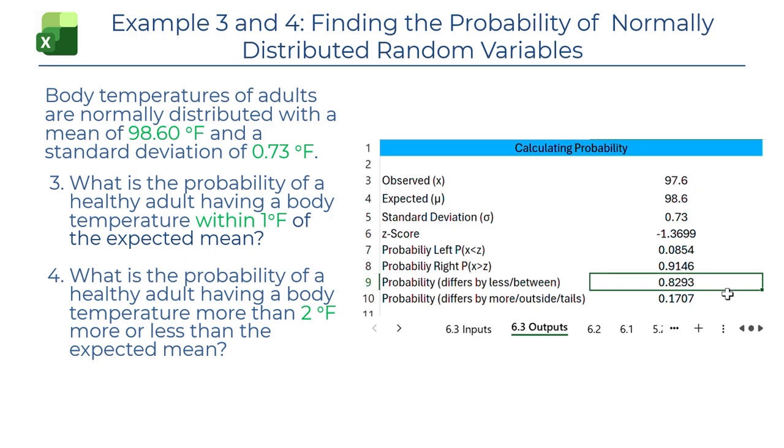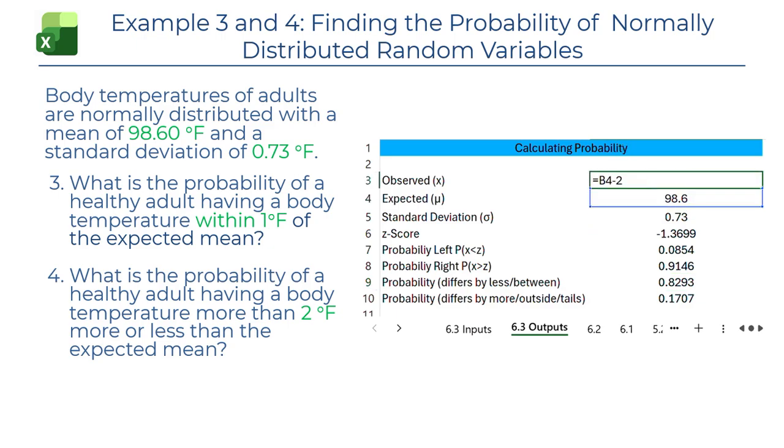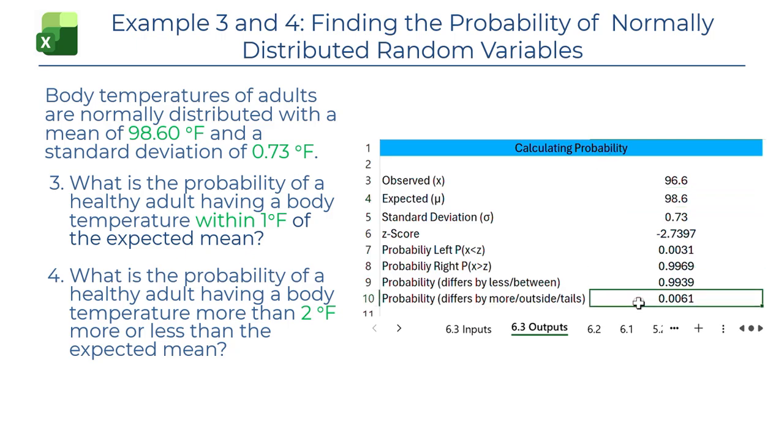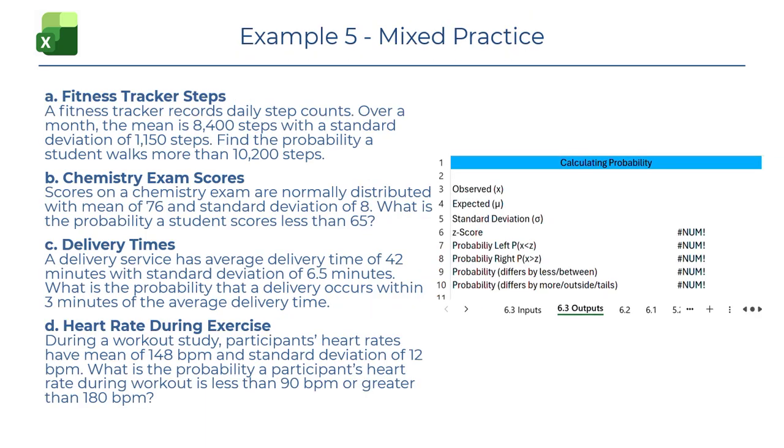0.8293. For example 4, the probability of a healthy adult having a body temperature more than 2 degrees Fahrenheit more or less than the expected mean. So again, I'm going to start with the expected mean, and I'm going to take 2 away this time. And this time we're looking for differs by more than 2. So that would be 0.0061. There are 4 final practice problems for you to try on your own, so press pause and try all of the questions. When you're ready, press play to see how you did.